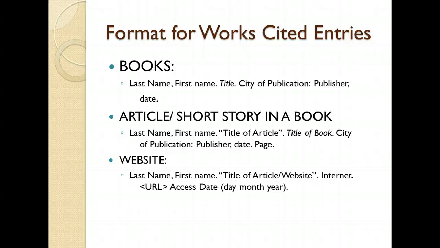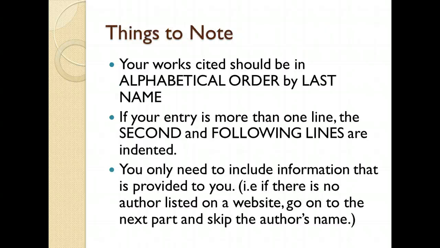Now, for all of these examples, if there's a piece of information that you do not have, you move on to the next piece. So for example, in a website, maybe your website article doesn't have an author. So you would skip the author name and you'd move right to the title, okay? You can only provide your reader with as much information as you have, okay?